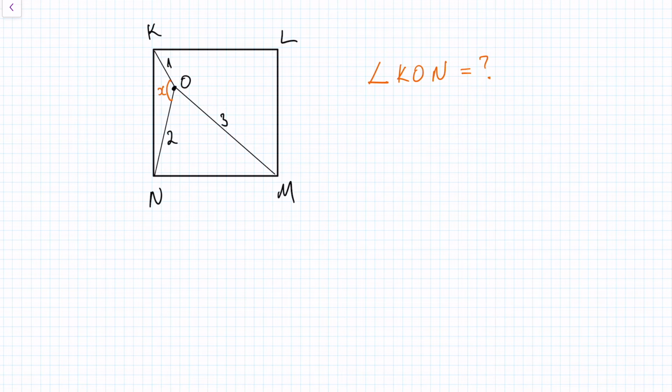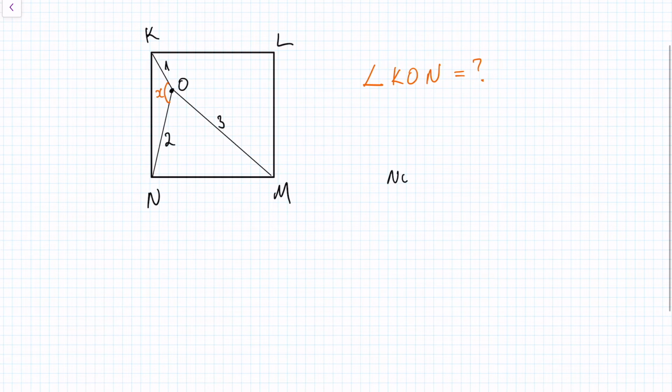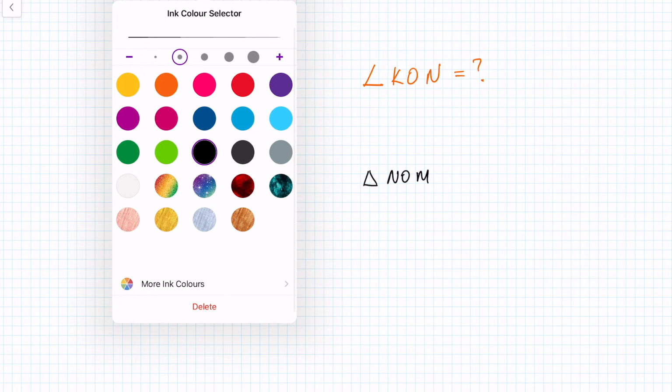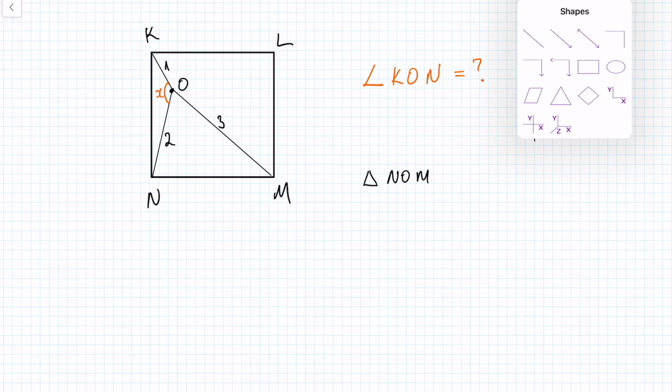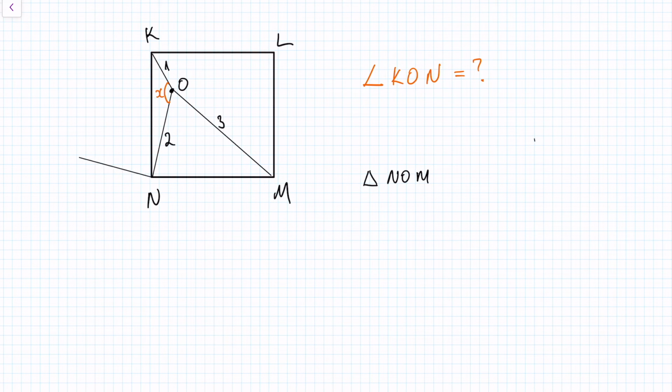So what we're going to do, if you look at the NOM triangle, we're going to rotate that triangle 90 degrees anti-clockwise. So, in other words, 2 will come here, and then 3 will go there. Notice that because the length of the side of that triangle is equal to NM, the side of the square, when we rotate it, NM becomes KN.